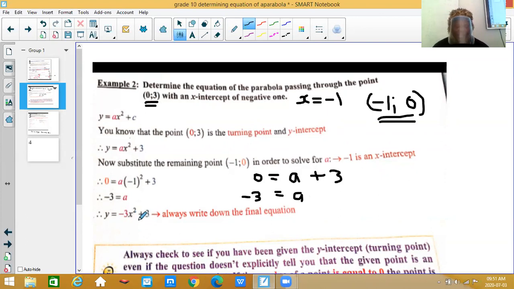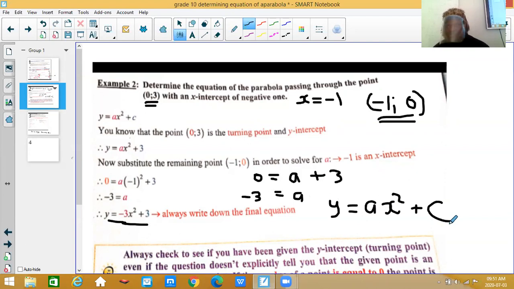After finding the value of a and the turning point, always write down your equation like this. Don't end by finding the value of a. You must write down the equation. In grade 10, these are the types of equations that we have. Normally, we will have an equation like ax squared plus c. We are going to start from here next year in grade 11, but we need to have a firm and concrete understanding of what we're talking about.